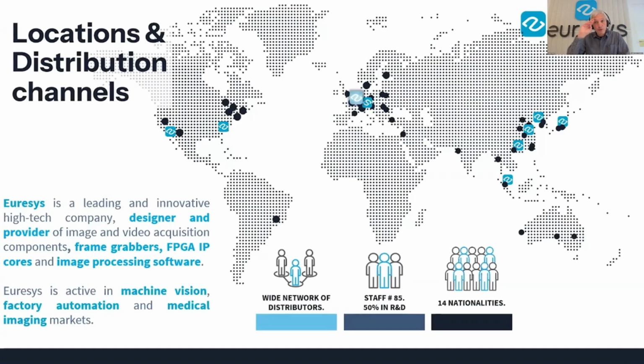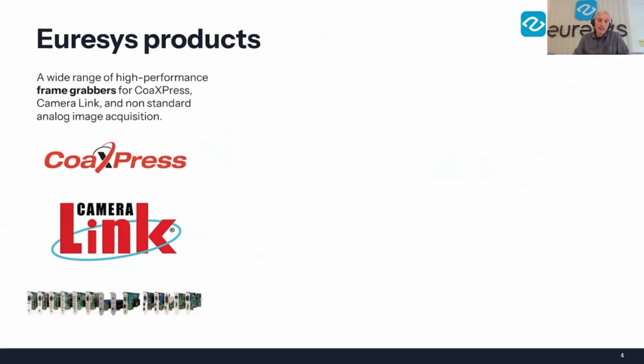So first, a word about Euresys. Euresys is a Belgian company, so we are in Liège, center of Europe, but we have also a number of sister companies in the world, especially in Asia, where most of our market is. And Euresys is designing and producing components for machine vision applications.